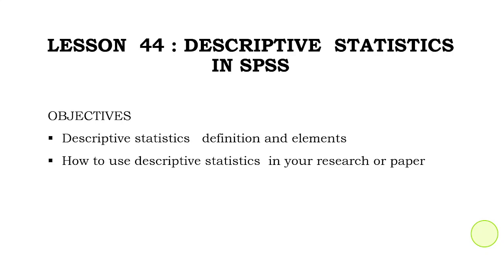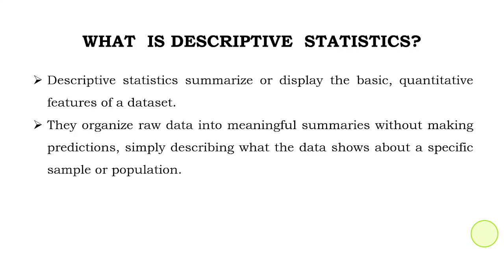By the end of this lesson, we should be able to define descriptive statistics in all its elements. You should also be able to use it in your research. Descriptive statistics summarize or display the basic quantitative features of a dataset. They organize raw data into meaningful summaries without making predictions. Simply, they describe what the data shows about the specific samples or populations.